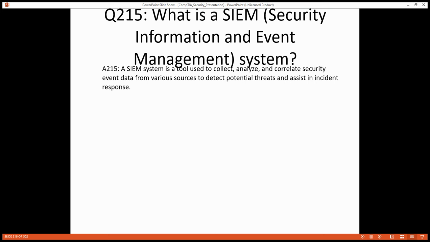Q215. What is a SIEM, Security Information and Event Management system? A215. A SIEM system is a tool used to collect, analyze, and correlate security event data from various sources to detect potential threats and assist in incident response.